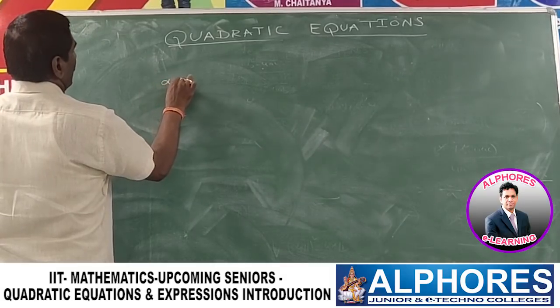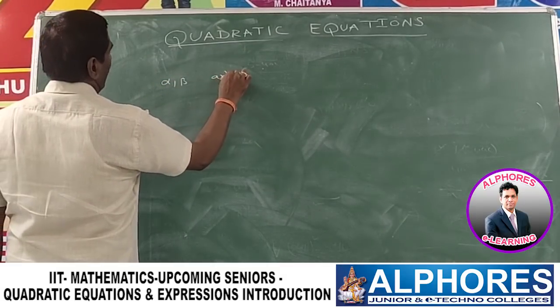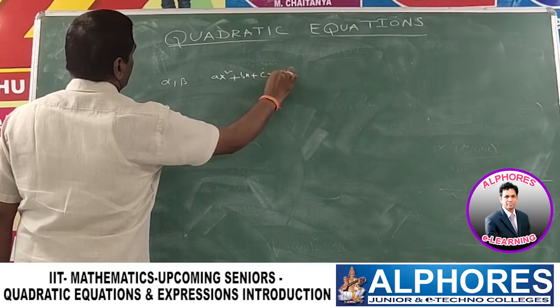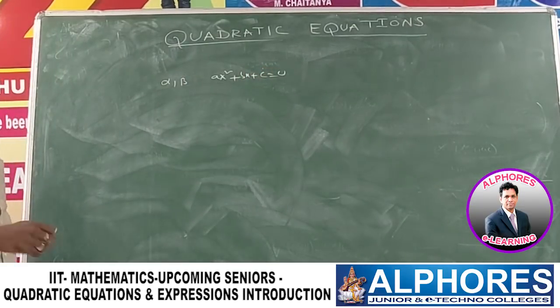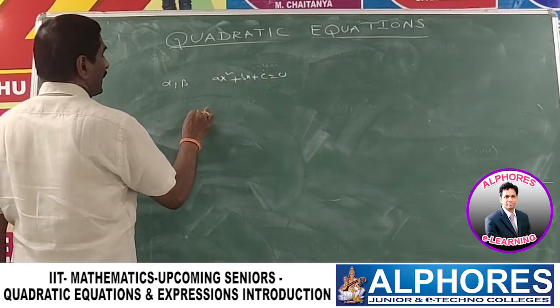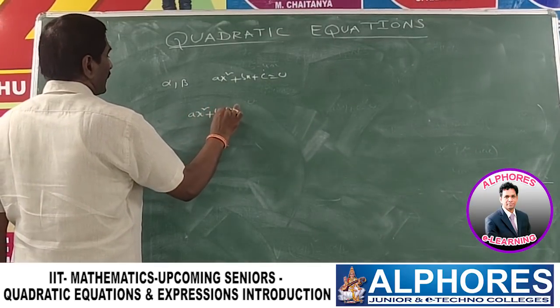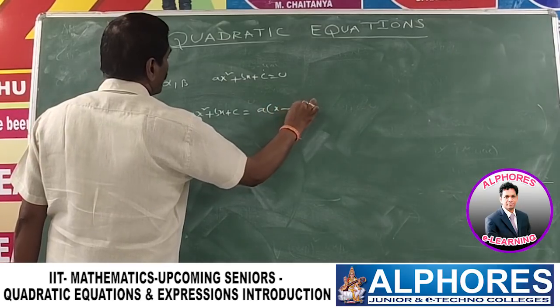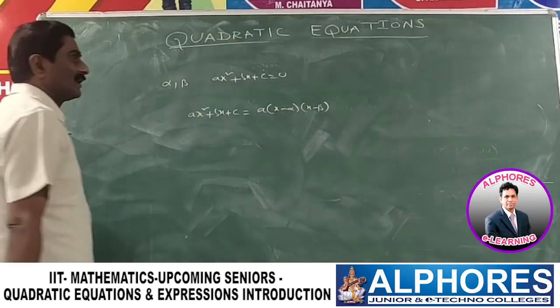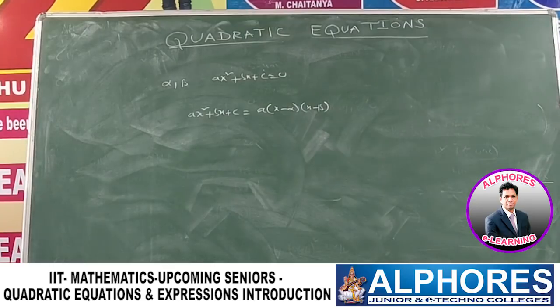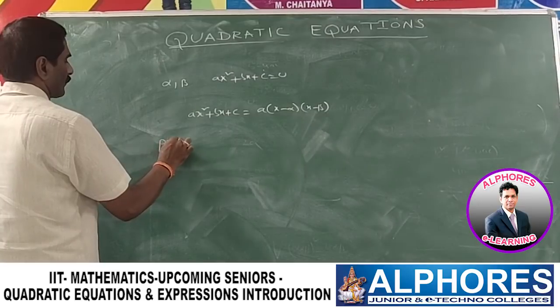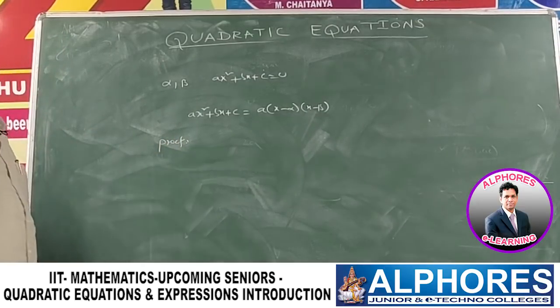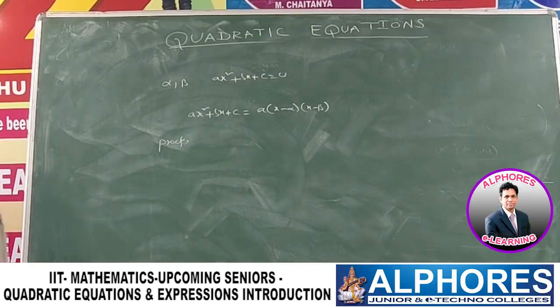Let alpha, beta be the two roots of the quadratic equation ax square plus bx plus c is equal to 0. Then the expression ax square plus bx plus c can be expressed in the following way: a of x minus alpha into x minus beta. It can be proved in the following way.